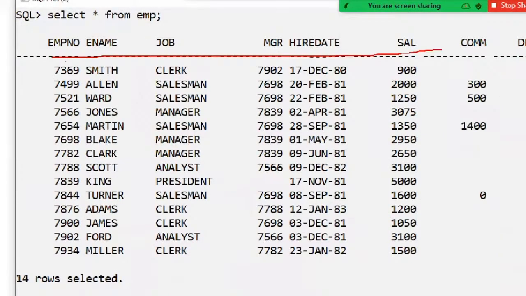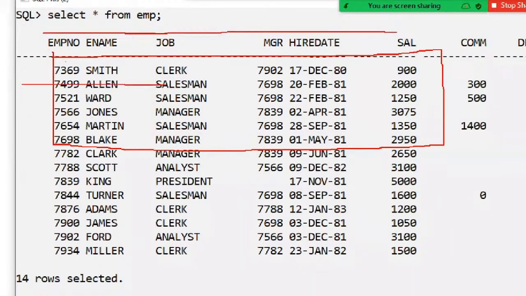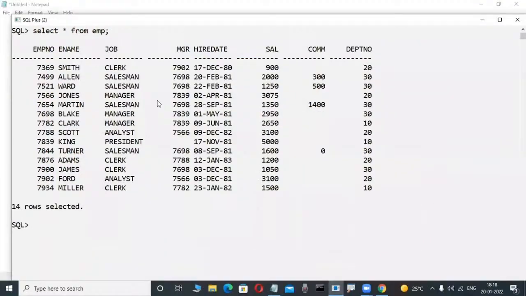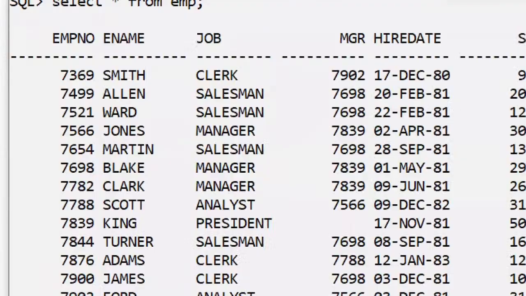Observe here, you are also storing data in an organized fashion, like a table. Here these are columns, and here these are rows. Something like an organized manner, they are storing the data. Slowly observe here, this is a matrix format. Here, employee number, in this column only numbers are available.